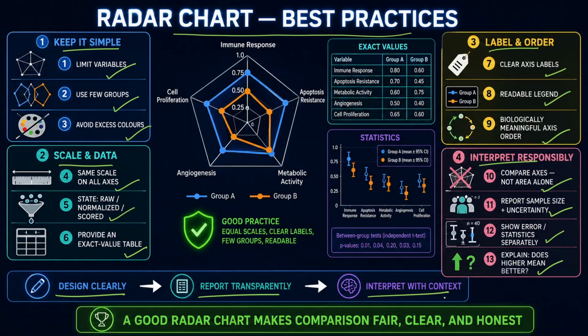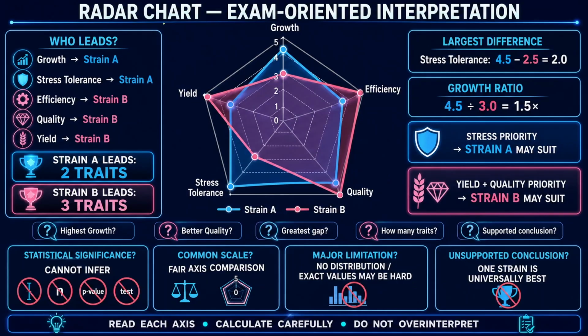So keep equal scales, clear labels, and only a few readable groups. A good radar chart makes the comparison fair, clear, and honest. If we look at the exam oriented interpretation of radar chart, in the examination mainly we'll get questions about which is the highest growth, better quality, greatest gap, how many traits are there, and the supported conclusion.